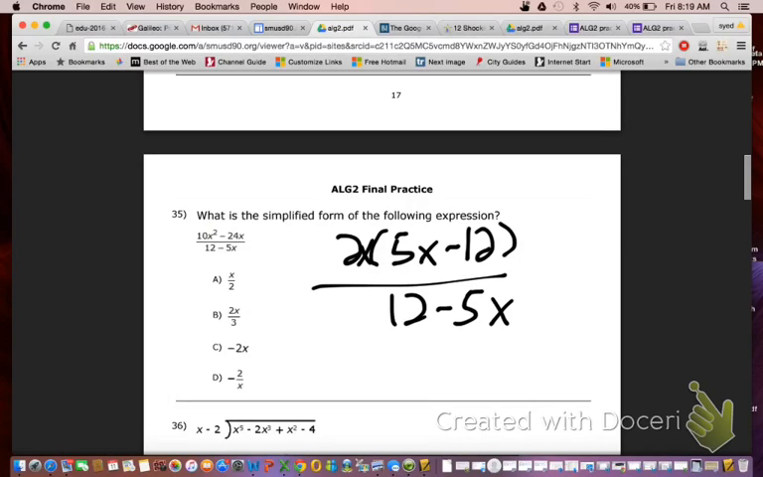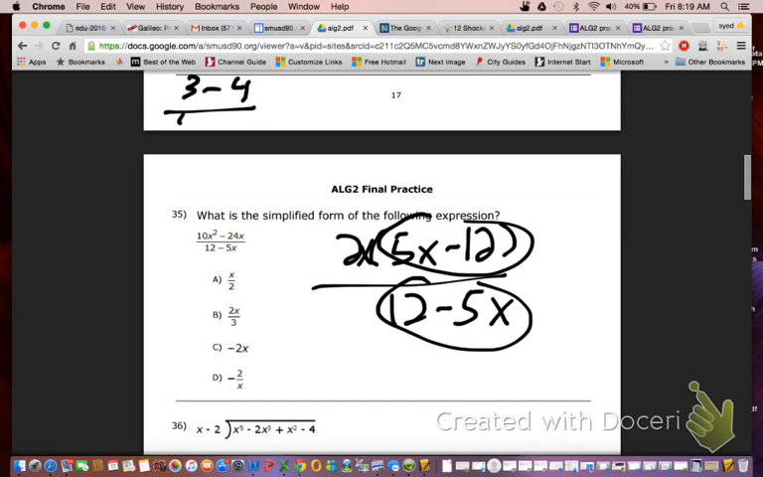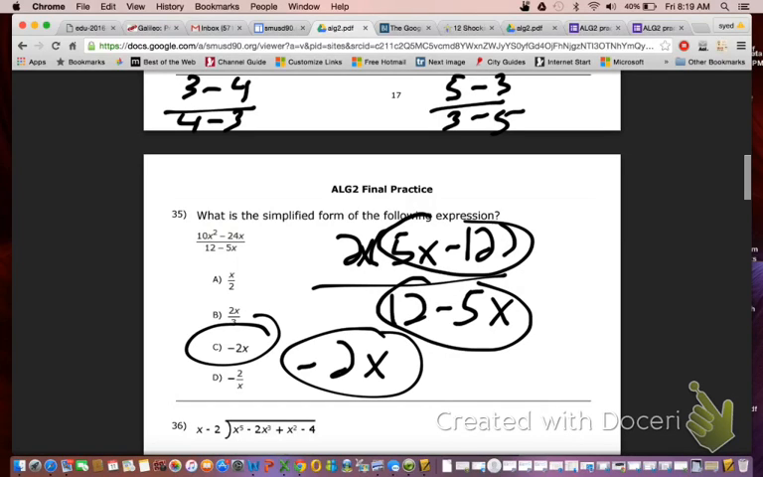The best way I can explain this is this. Look at the relationship between this and this. It's kind of like 3 minus 4 over 4 minus 3. It's going to be negative 1. 5 minus 3 over 3 minus 5. That's going to be negative 1. So the way I look at it is I just know right away this divided by this is negative 1, so it has to be negative 2x. It has to be the whole answer. Again, that's a weird problem, but that's the way I look at it.